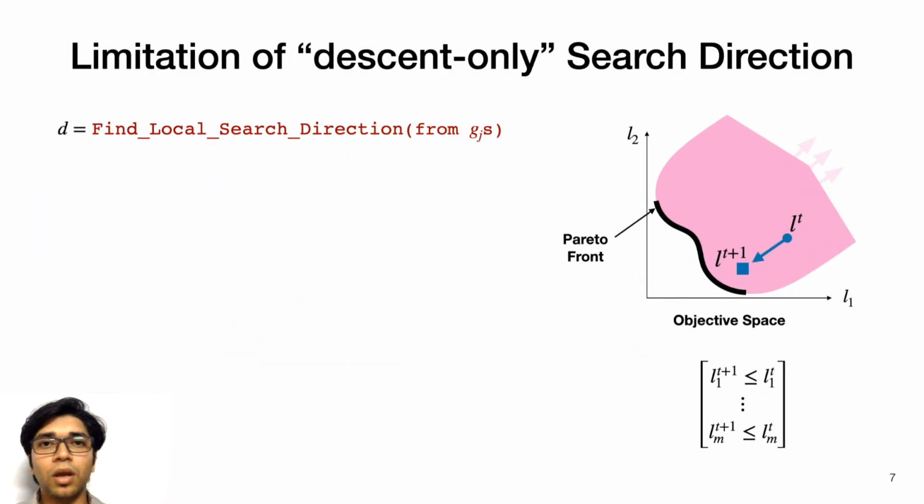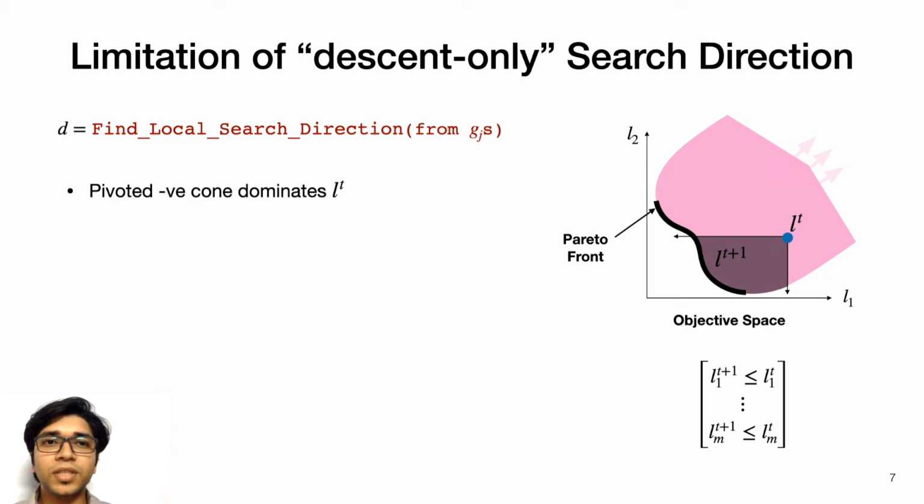From here onwards, I will show only the objective space, because it's easier to explain that way. But do remember that the real action of moving a point happens in the solution space. Now let's see what's wrong with a search direction that decreases every loss. You see, every point in this darker shaded region dominates L_t. You can think of this region as if the cone of negative quadrant is pivoted at the current loss vector L_t. So by enforcing a simultaneous decrease of every objective, the search direction is restricted to be only inside this negative cone. But why is this an issue?